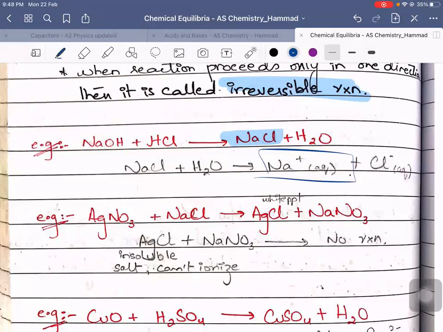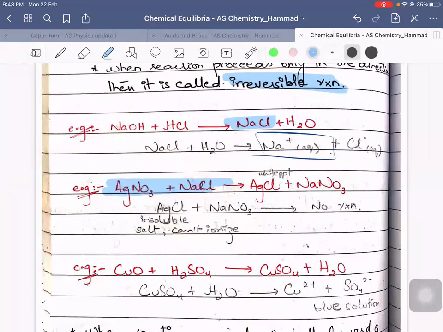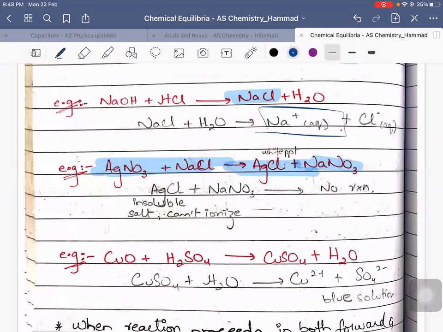मैं आपको सिंपली बता रहा था कि a reaction that proceeds in one direction is called an irreversible reaction. For example, these are a few examples of irreversible reactions, right? This reaction is also called precipitation because there's a precipitate being formed in the form of AgCl, right?